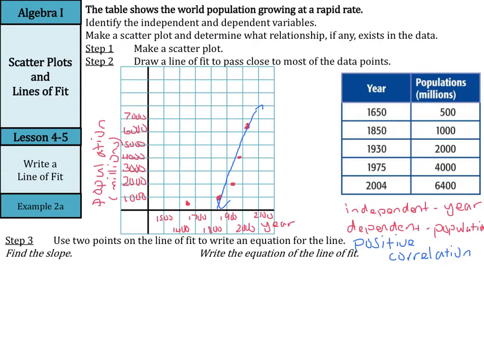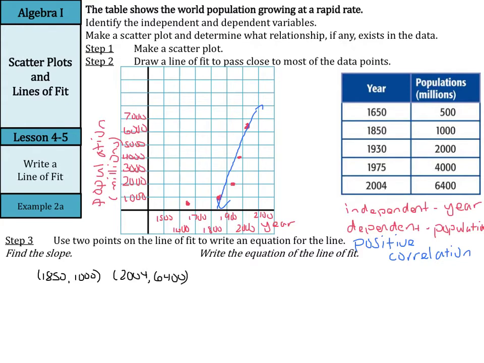Now, with this trend line, we can create an equation in order to eventually make predictions based on this graph. So, using 2 points on the line of fit to write an equation for the line is our third step, and we need to find the slope. Well, we need 2 points to find the slope. And so let's use the 2 points that are actually here on the line. And those points, of course, are 1850 and 1,000 million. And our last point was 2004 and 6,400 million.